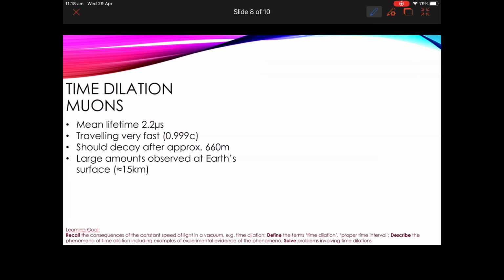So let's get to our experimental evidence. In our first lesson, we discussed muons, and we discussed how they have a mean lifetime of about 2.2 microseconds, and they're traveling super fast, basically at the speed of light. We stated that, according to their mean lifetime, they should be decaying at about 660 meters. But we observe heaps of them about 15 kilometers after they enter the Earth's atmosphere, which is at the Earth's surface. So what we're going to do now is we're going to do a quick little calculation.